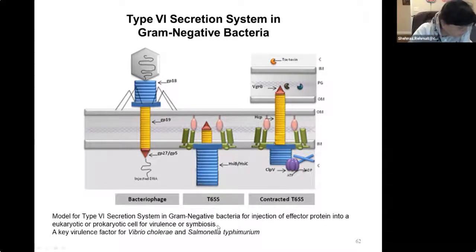So this is an interesting one, where a lot of new papers have come out. Maybe if you're interested, you could read it, but this is the contracted T6SS compared to the contraction of the tail of the T4 phage or the T-even phages when it injects the DNA.